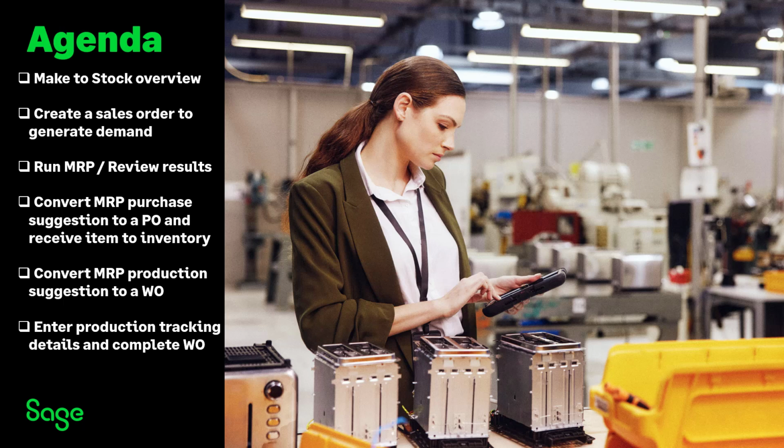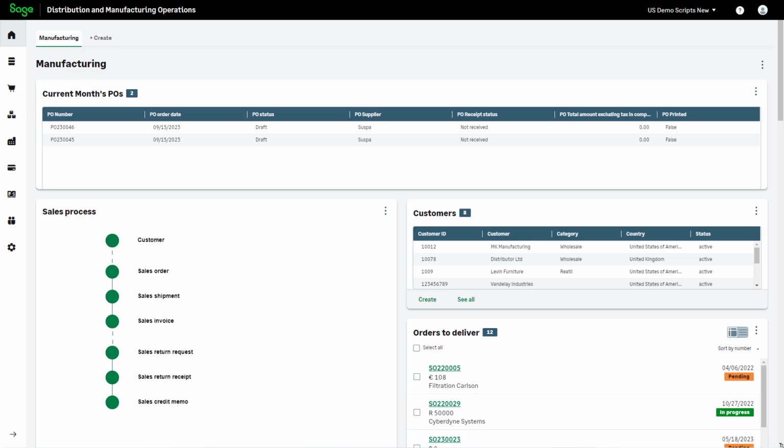In this video, we'll explore the make-to-stock strategy in SDMO. We'll create a sales order to generate demand, run MRP calculation, review the results, generate and process a purchase order, create and complete a work order, and track production details. Let's begin with an overview of the make-to-stock strategy within SDMO.